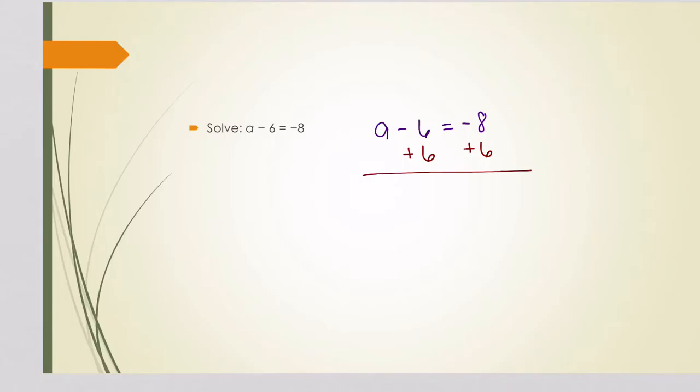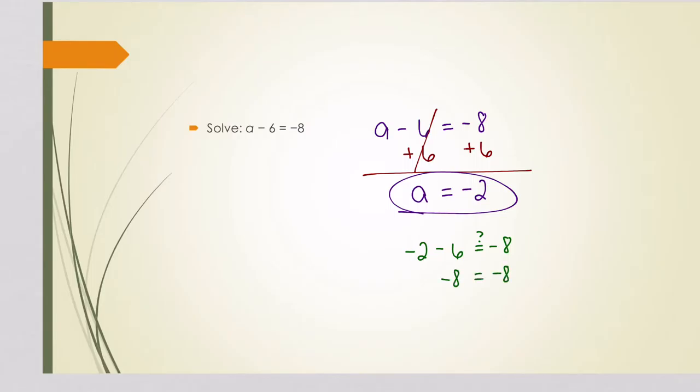Negative 6 plus 6 creates 0. That goes away. So on the left-hand side, I'm just left with a. And what is negative 8 plus 6? It's negative 2. So this is my solution, but you can check your work. So I'm going to take negative 2 and put it where I see a. Negative 2 minus 6 is negative 8, and negative 8 equals negative 8, so I am positive that this is the correct solution.